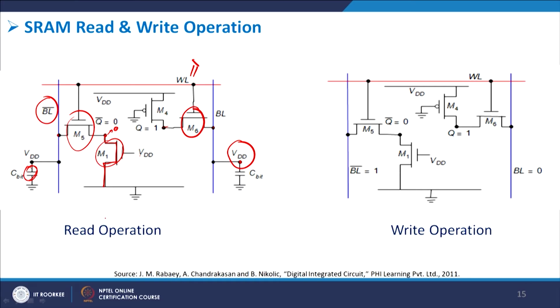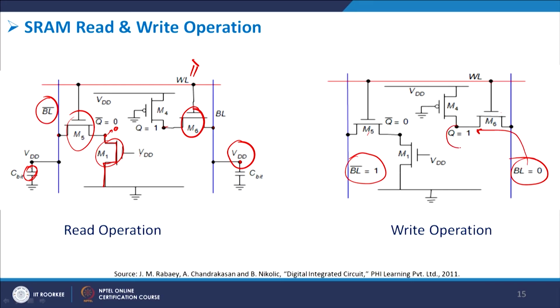If I come to the write operation, what we try to do is exactly the same as the previous case. The only thing is that you already have bit line bar as 1 and bit line equal to 0. You again switch on WL because you want the access transistors to be on, and then you allow this 0 to be written through this arm.